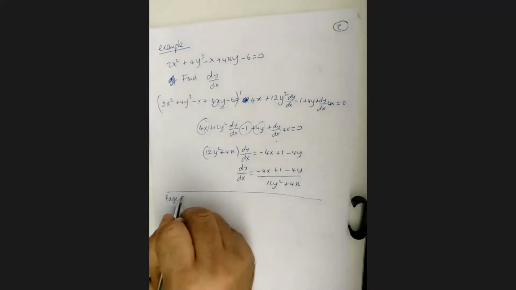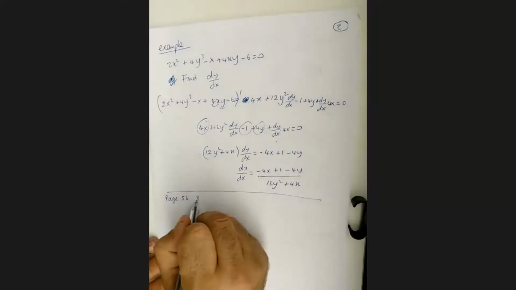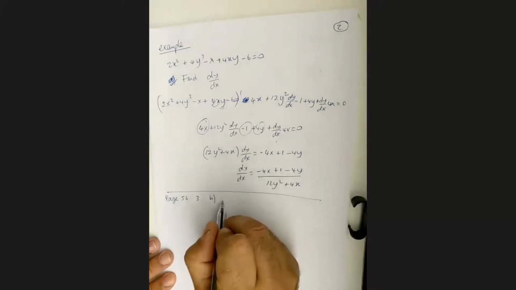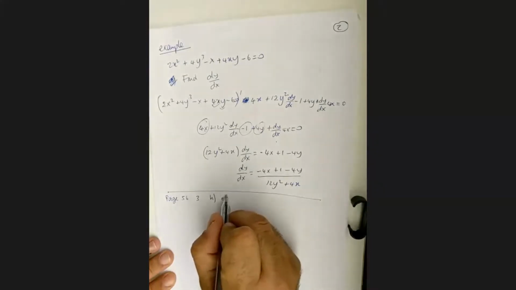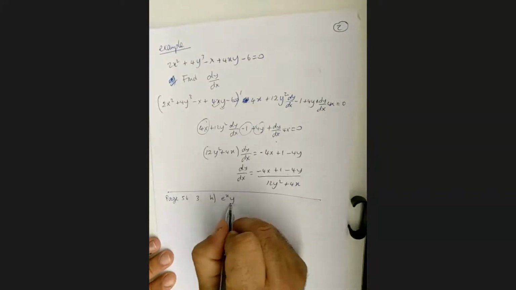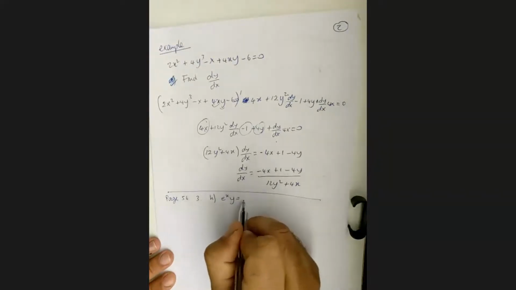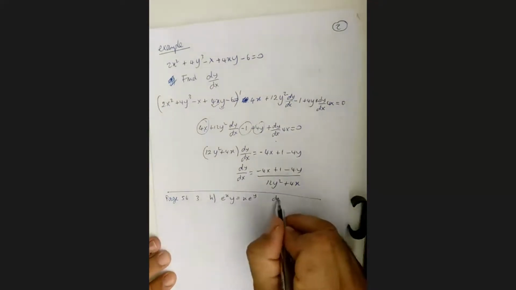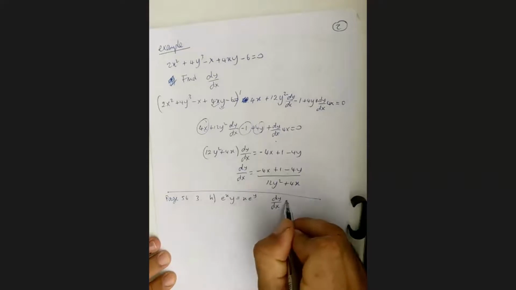Page 56 from your International A-Level book, question 3, part H. Find dy over dx when e to the power of x times y is equal to x e to the power of y. What is dy over dx? This is the question.